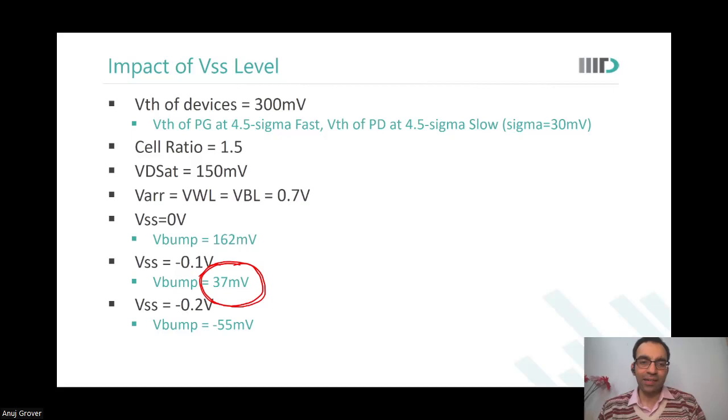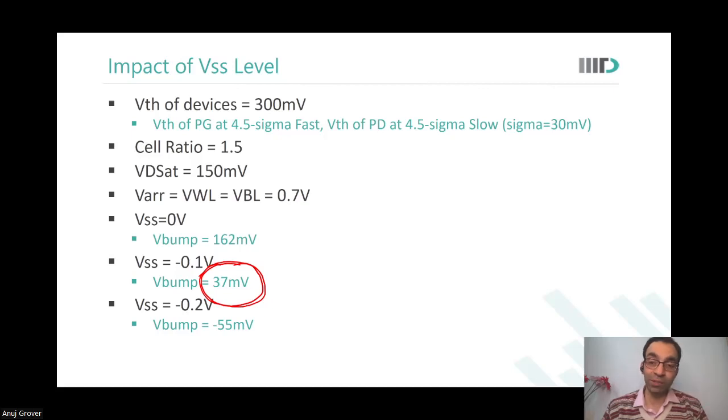So why do you want to go to lower supply voltages? Let's start with this basic question. Lower supply to reduce leakage, sir, actually. So only leakage? Here we are doing read and write. Am I worried about leakage when I'm doing read and write? No, sir. Over here, the bump voltage is getting reduced.